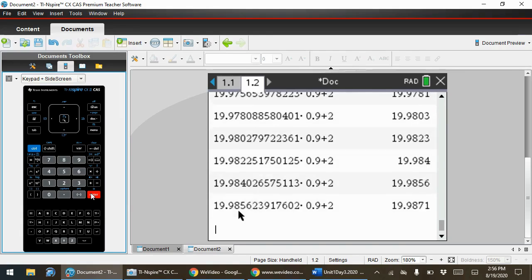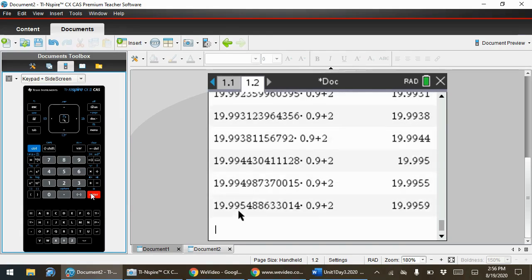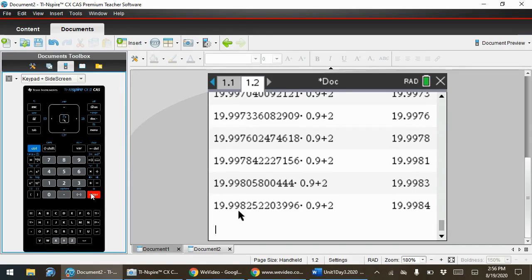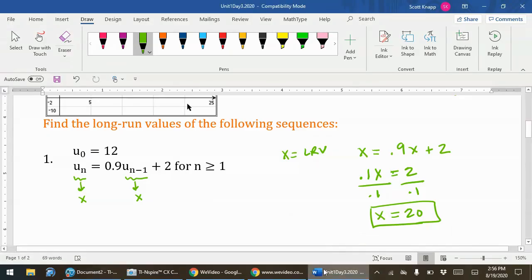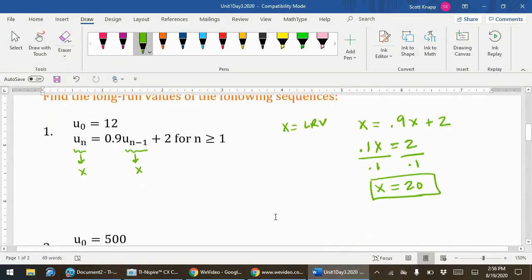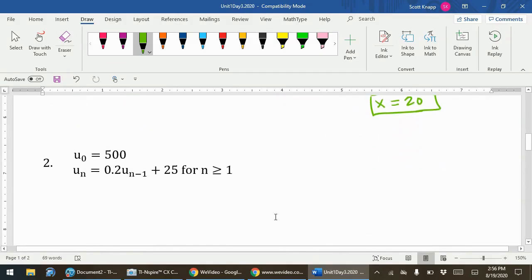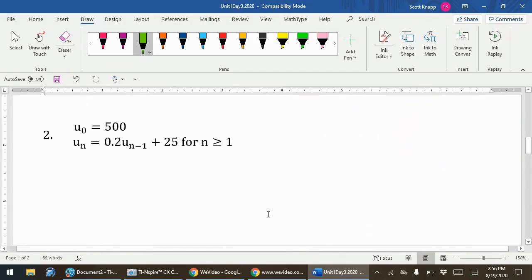It takes a long time, and you can see why that algebraic method will actually be more sound and quicker. The technology can get us there too, but we want to be able to use the algebra to get there. So it works. What I'd like you to do right now is pause my video here and see if you can try number 2, and then I'm going to work it out. So go ahead and pause now.